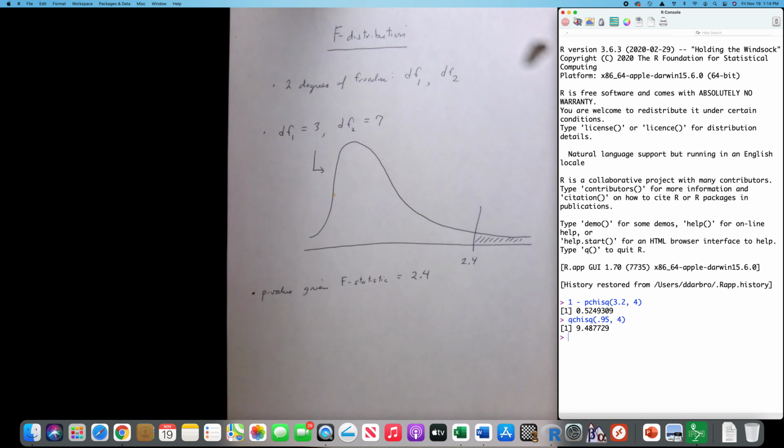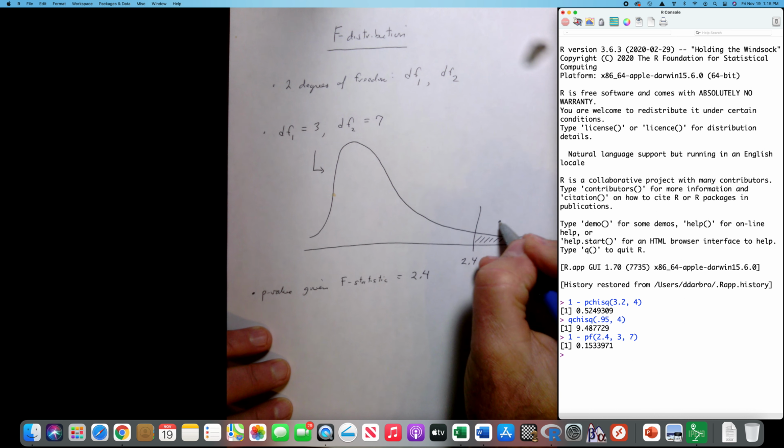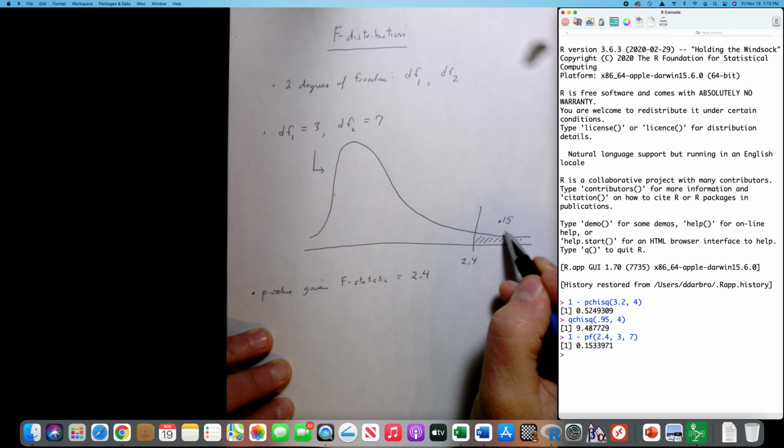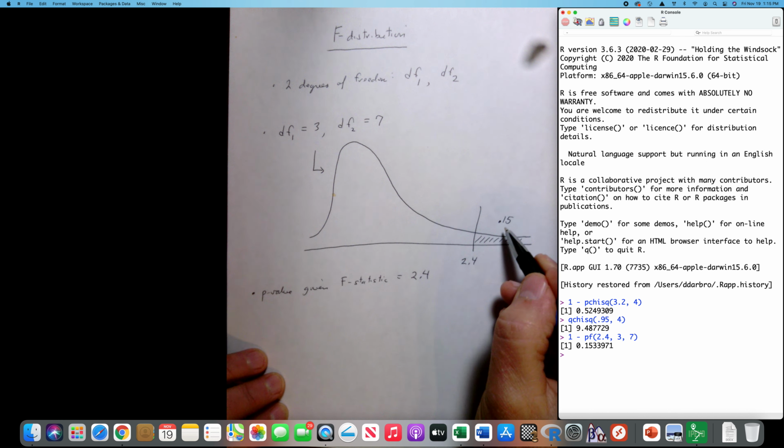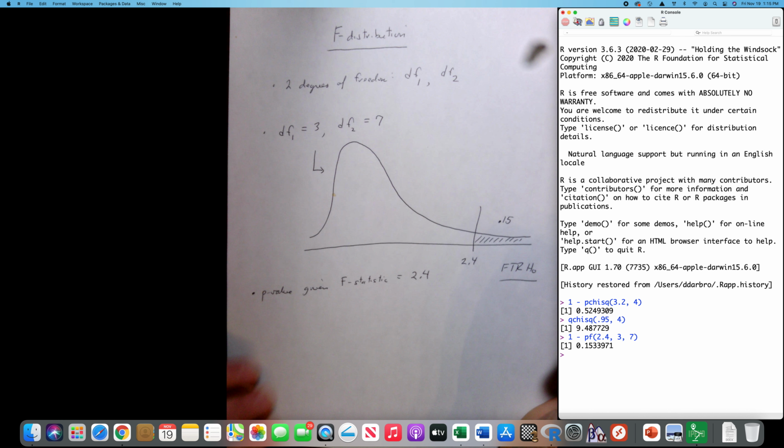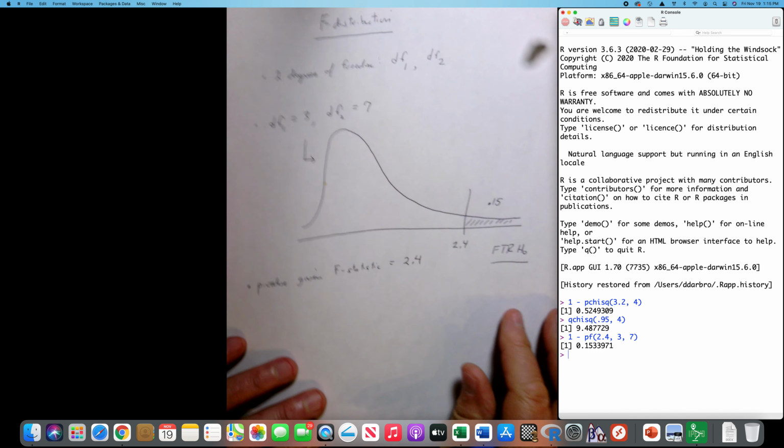Easy to do. We use, again, 1 minus, but this time we use PF because we're using the F distribution. The test statistic here is 2.4, degrees of freedom 3, 7. Again, notice we have 2 separate degrees of freedom here. So the p-value would be 0.15, and 0.15 is greater than 0.05, so we would fail to reject H sub 0 and not have statistical significance.